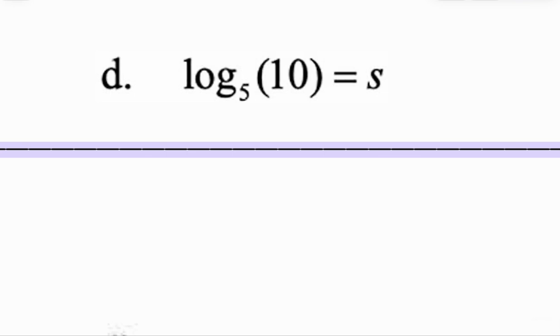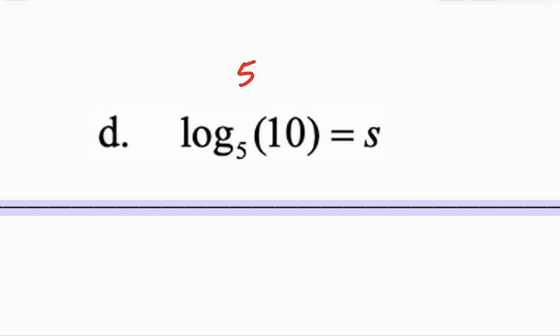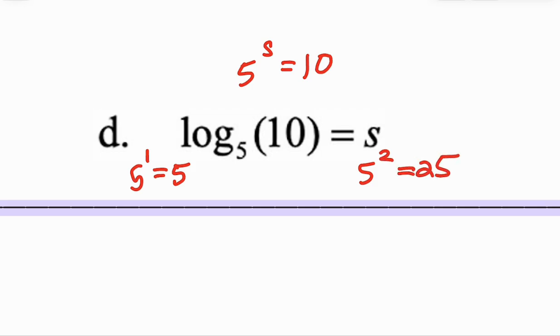Now, this one's kind of interesting. We don't have an exact answer, okay? So it's asking, what power would I put on a 5 to get the number 10? Well, if I put 1 on a 5, I get 5. If I put 2 on a 5, I get 25. So if I put S on a 5 and get 10, it has to be somewhere between 1 and 2. Now, I don't know where between 1 and 2. Seems a little closer to the 1 than the 2, but eventually I'll show you how to find that. So I know S is stuck somewhere between 1 and 2.